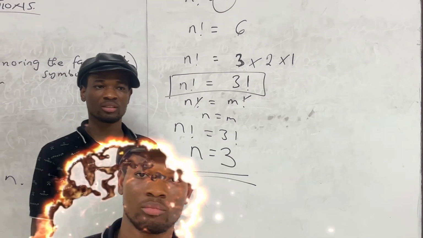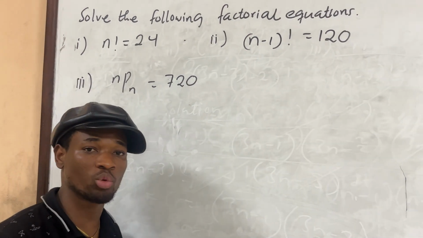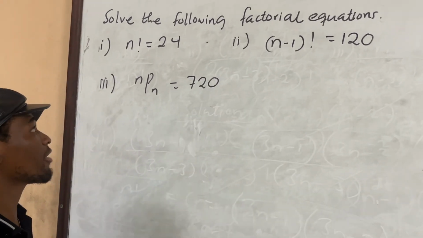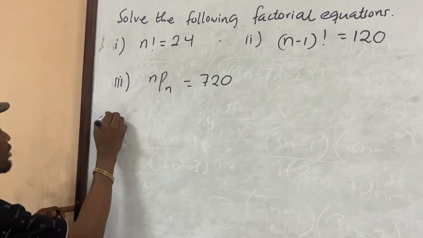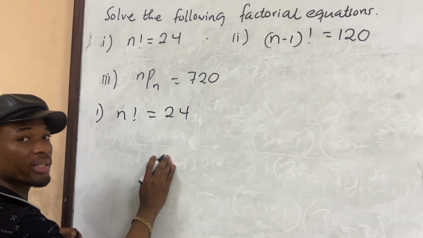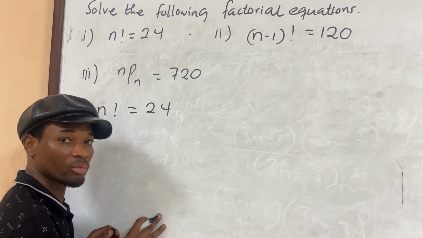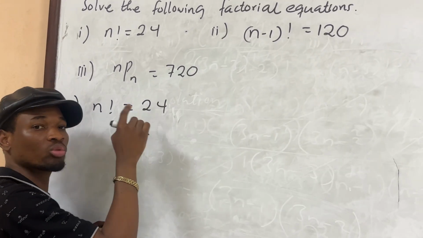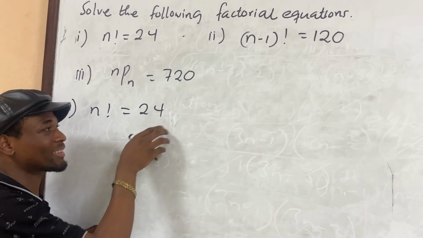Let us appreciate some questions. We are to solve the following factorial equations. Number 1: n factorial is equal to 24. You take the part without the factorial sign and convert it to the factorial form.